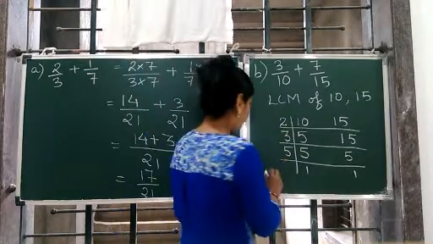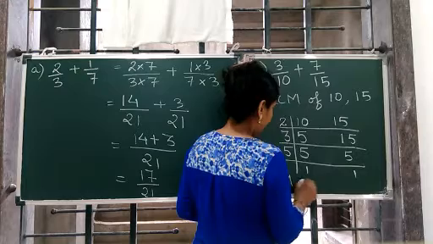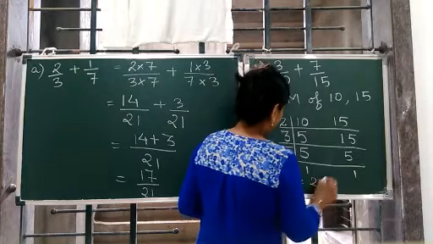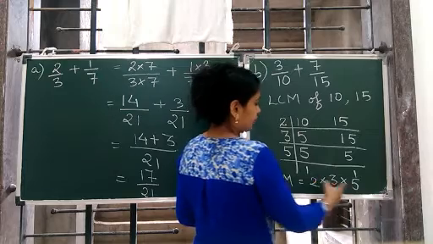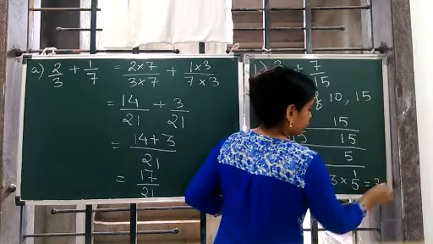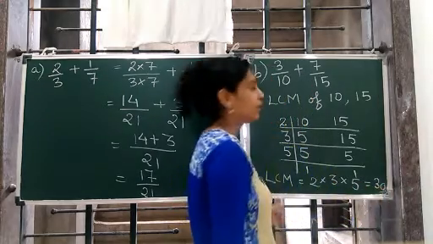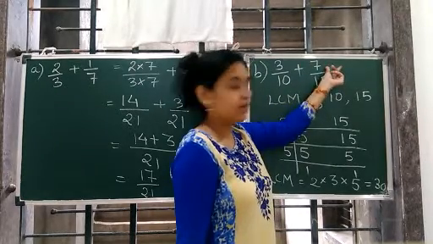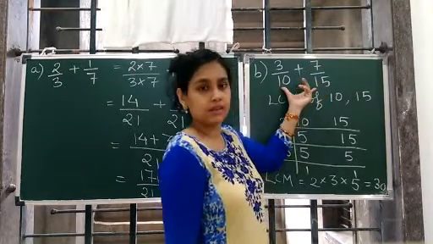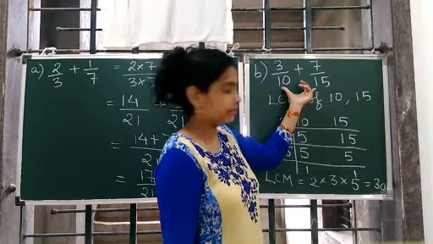Now we find out what is the LCM. What is the LCM? 2 into 3 into 5. 2 3s are 6, 6 5s are 30. Now see children, we have got a smaller number, otherwise here we would multiply and get 150, right? 150 is a very big number, correct? 10 into 15 will give you 150.